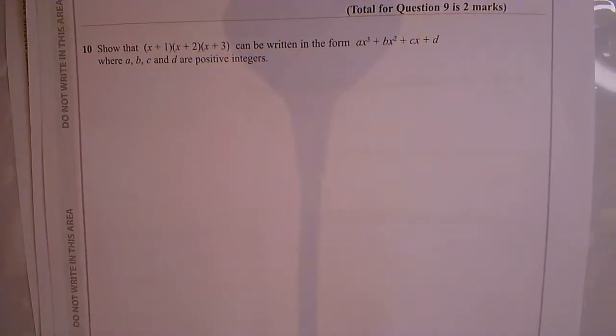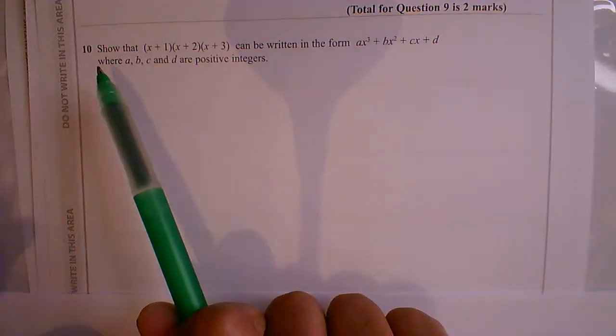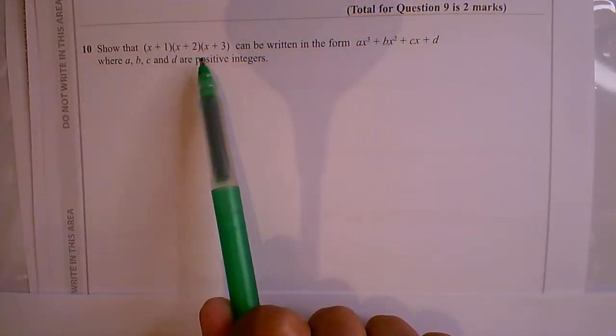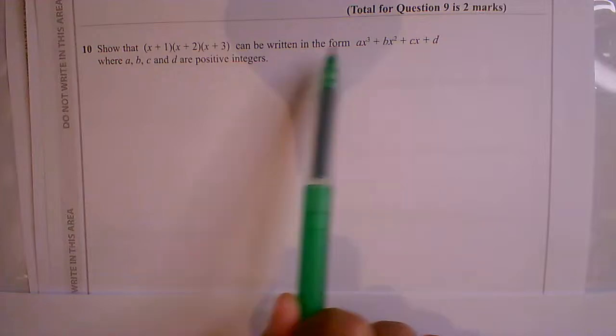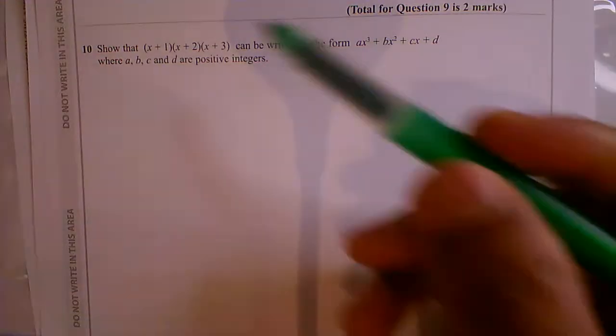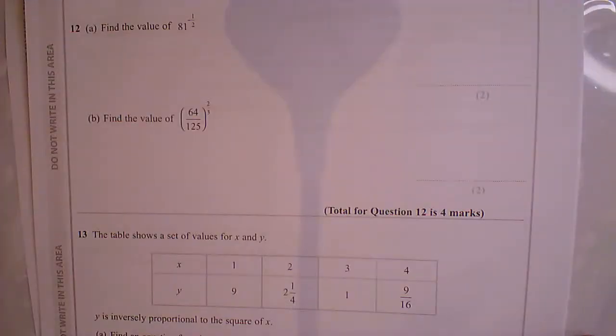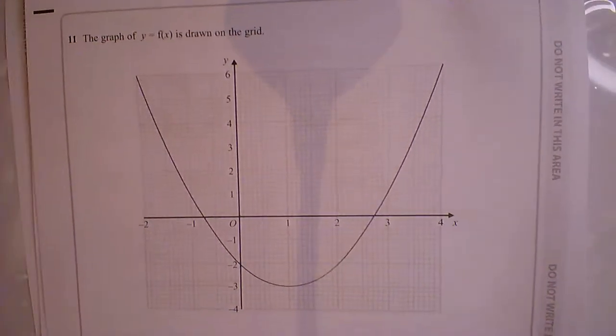All right, so this is a triple brackets question I can see. Question 10: show that x plus 2 plus 3 can be written in the form of that. It's a medium question. It's not going to take long to do, but it's a medium question. I just want to carry on with my point about showing easy marks in the paper. So let's look at question 11.